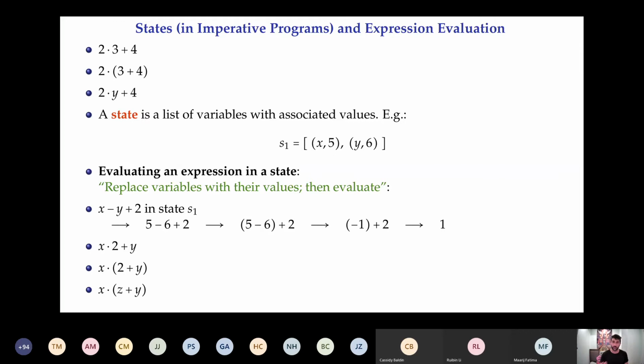All right. So other logic classes would also call these things states. Some of them might call them environments, or if you're from Europe, you might call them a store, like a memory store.